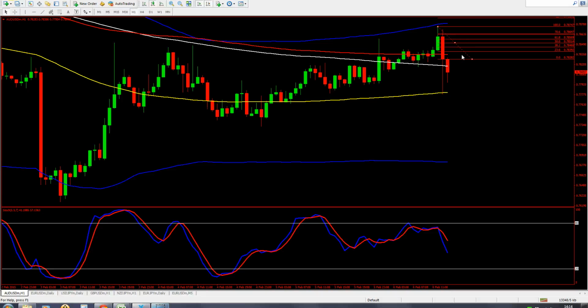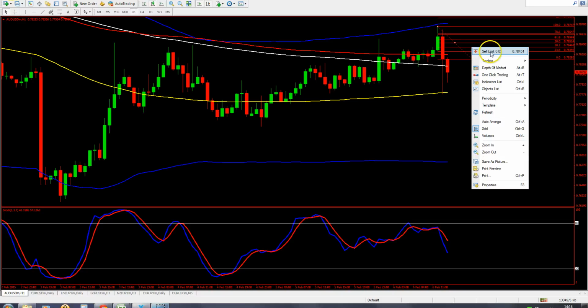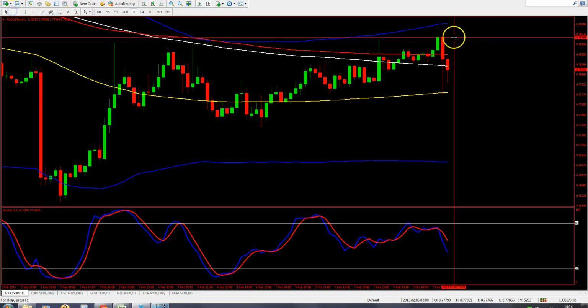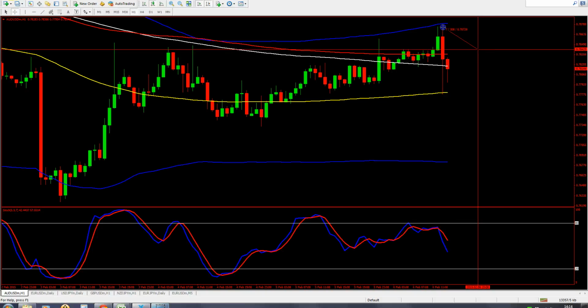move in this instance. So you could place a pending order, right click, you could place a sell limit, or you could just watch the charts manually, whatever you please. That will get you in at a nice reduced rate. You could get in at about 40 pips.